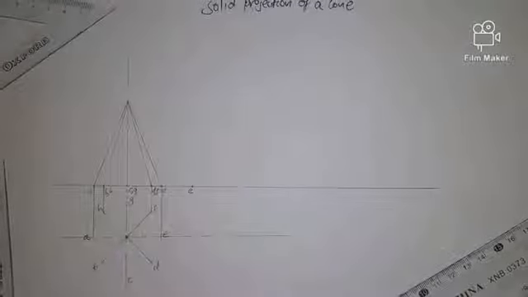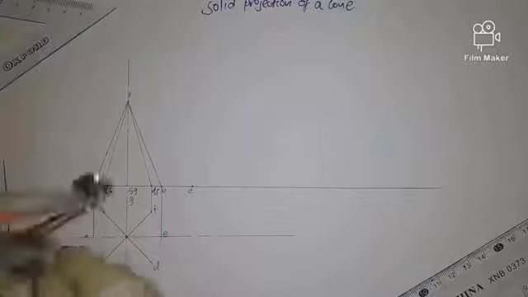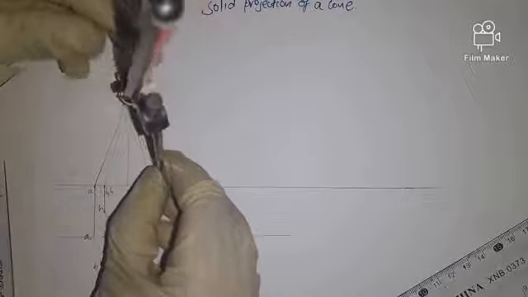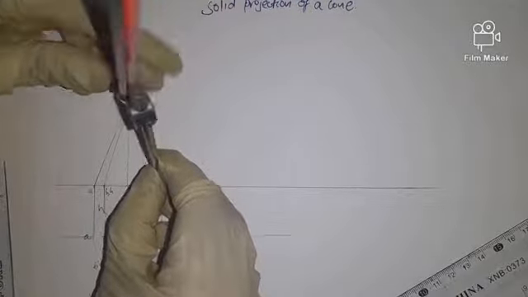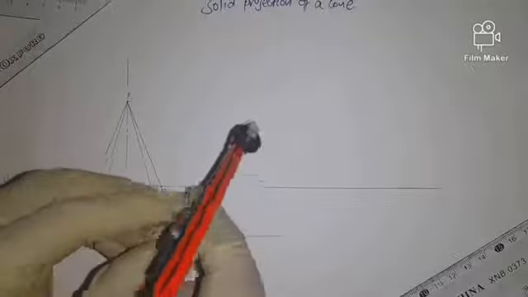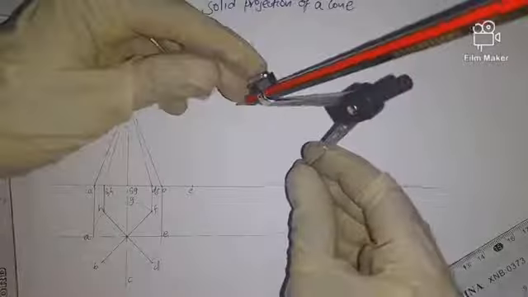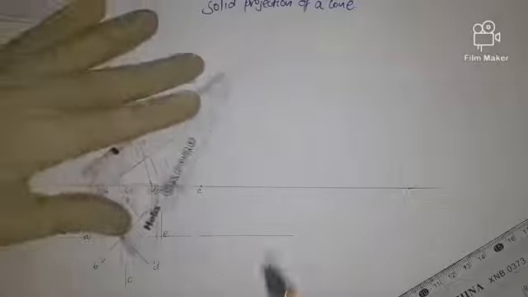Okay, then we can measure E to O. This is O. So we measure E to O. Come and draw it here. Then lastly, we complete this. So we shall have gotten our cone, then we complete by joining.